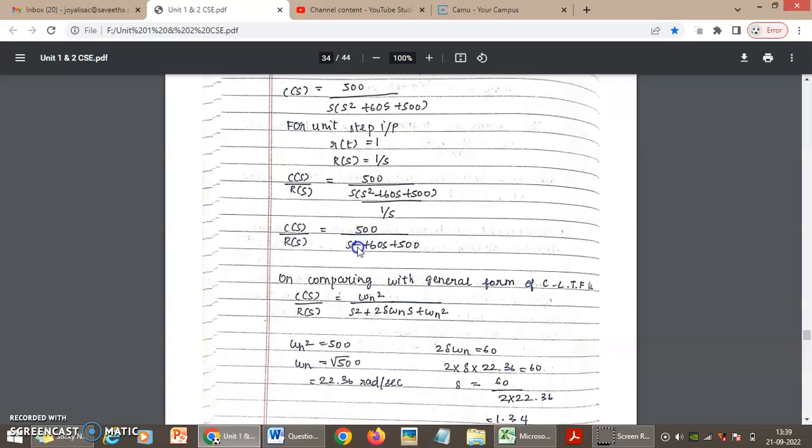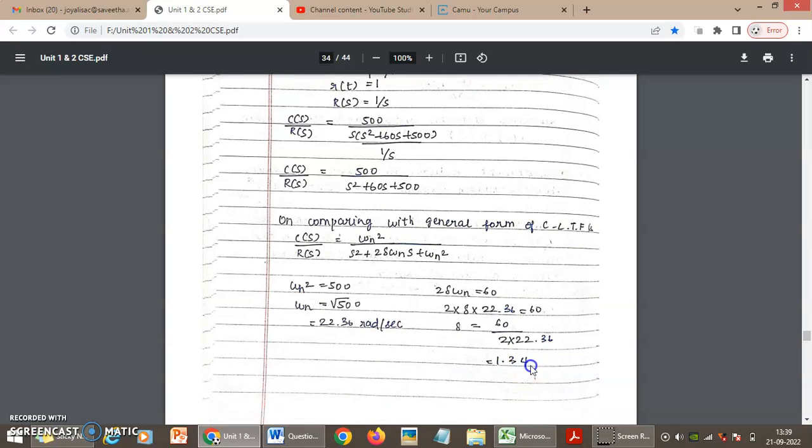Here, comparing this equation with the standard equation, omega n square equals 500. So omega n is equal to root of 500, which is equal to 22.36 radian per second. Next, if you compare the second term in the denominator, 60 is equal to 2 delta omega n. So 2 delta omega n equals 60, from which delta can be obtained. Delta is equal to 1.3. This is your sample problem.